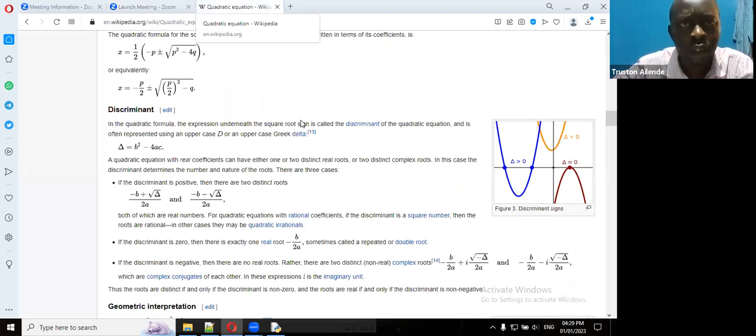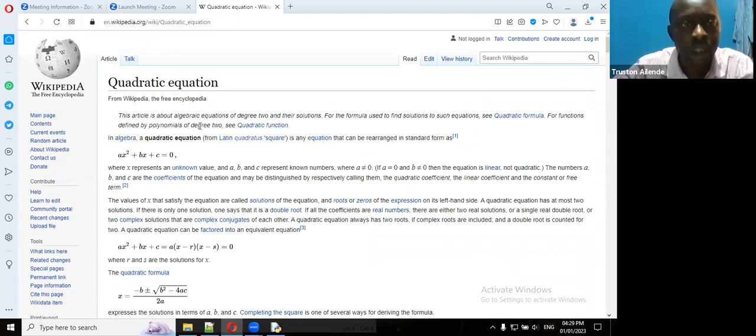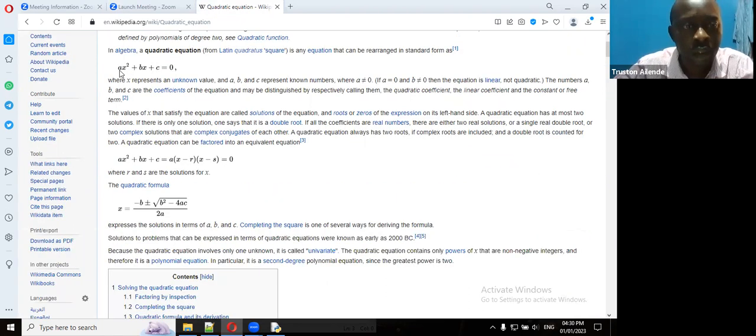So we look at it. A quadratic equation is any equation of the form ax squared plus bx plus c is equal to 0. Now, how are quadratic equations solved? By using the quadratic formula, x is equal to minus b, where a, b, and c are coefficients, plus or minus the square root of b squared minus 4ac, all over 2a.